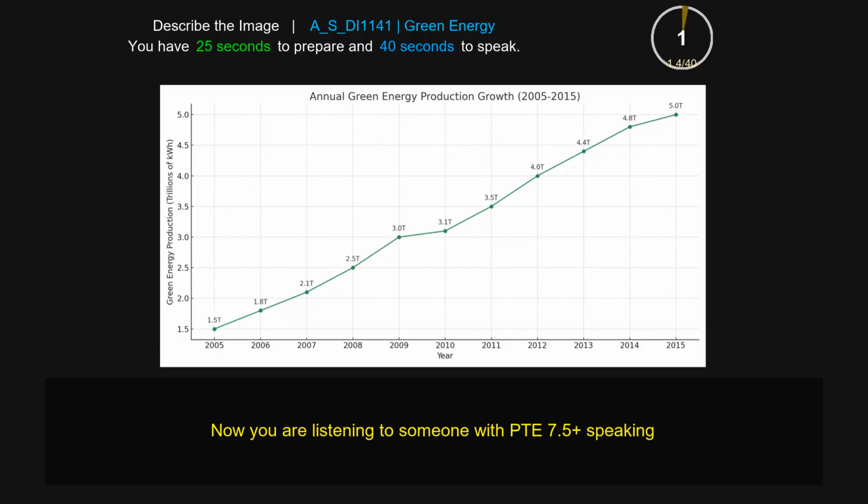This is a line graph which gives us information about annual clean energy production and the growth. The maximum number is 5, the minimum number is 1. There are some words in this graph which give us information about green energy production. There are some years in this line graph, such as 2005, 2006, 2007, 2008, 2009, 2010.